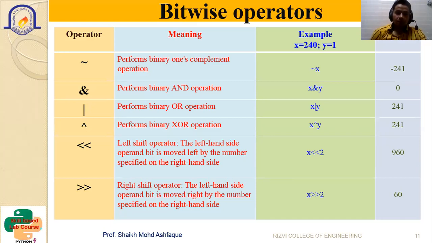So it has different types of operators like ones complement, binary AND, binary OR, binary XOR, left shift and right shift. You can see that these operators work in a similar way to what you have seen in the case of Java as well. It is used in between the two operands, like operands X and Y. You can see complement X, X and Y, X or Y, X XOR Y, X left shift 2, and then X right shift 2.